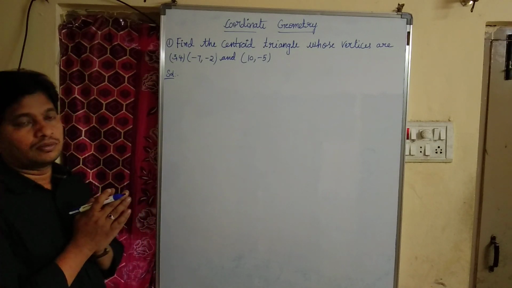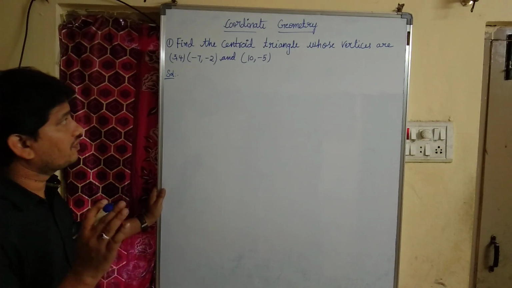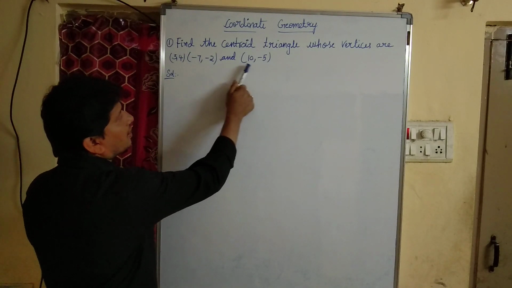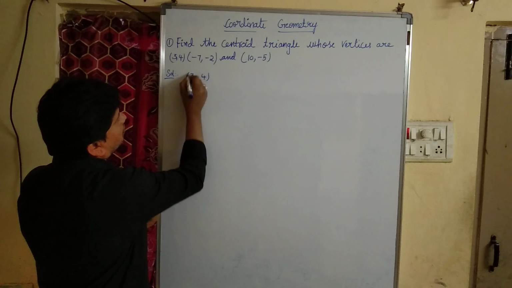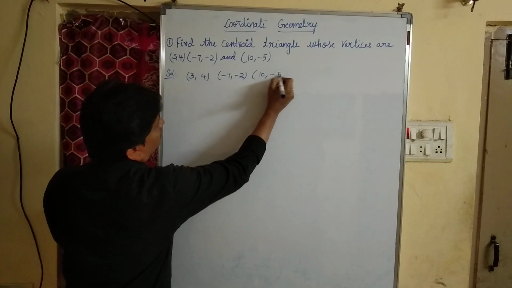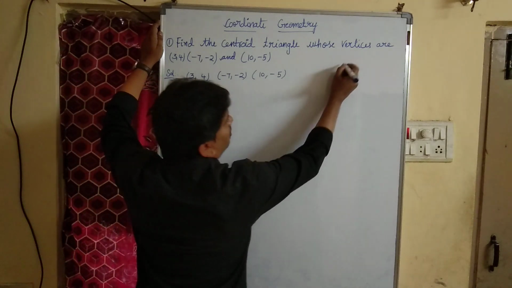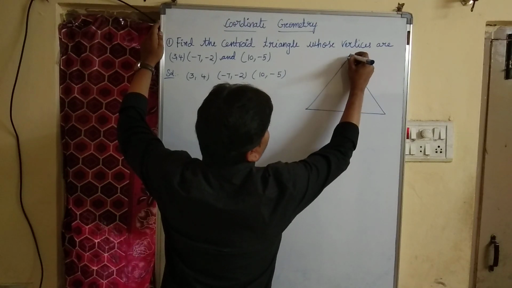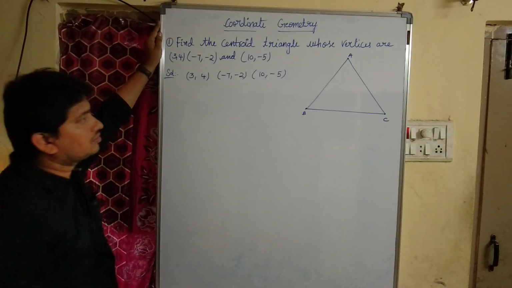Coming to problem number 1, find the centroid of the triangle whose vertices are (3, 4), (-7, -2) and (10, -5). Right? So the given vertices are (3, 4), (-7, -2), (10, -5). They are the three vertices of a triangle. Let us consider this as vertex A, vertex B and this is vertex C.